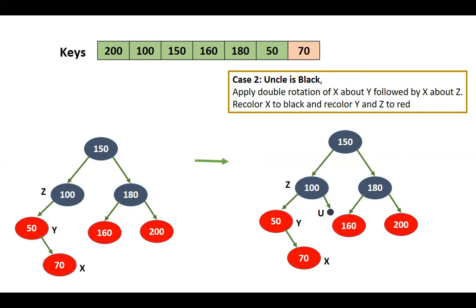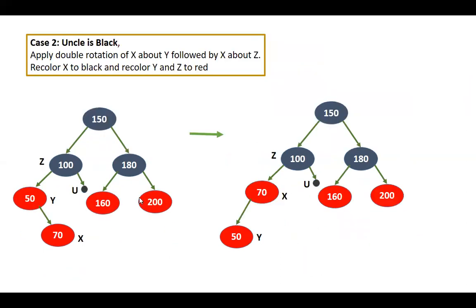When uncle is black and insertion is from left to right or from right to left, there is always a double rotation. But if the insertion is from left to left or right to right, there is a single rotation. Fine. But here we have left to right. So we have double rotation here. Uncle is black. So what will happen first? X will move over Y. So X will move up. Y will become its left side. Right?